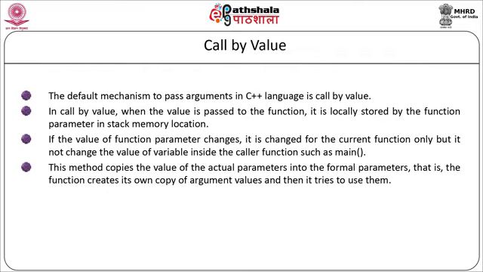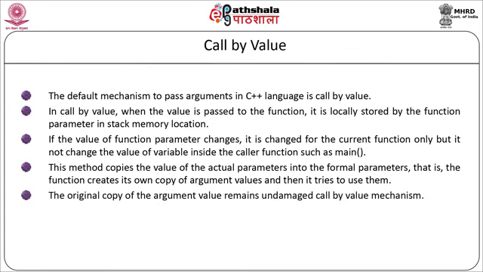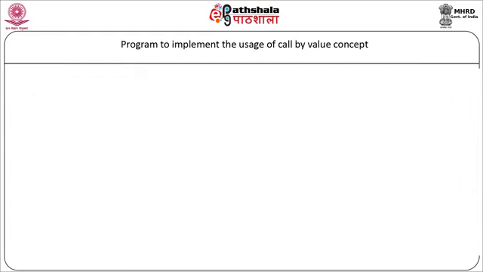This method copies the value of the actual parameters to the formal parameters. That is, the function creates its own copy of argument values and then it tries to use them. The original copy of the argument value remains unchanged or undamaged in the call by value mechanism. Now let us see a program to implement the usage of call by value concept.